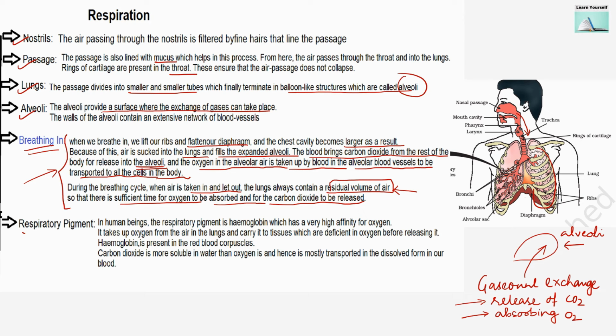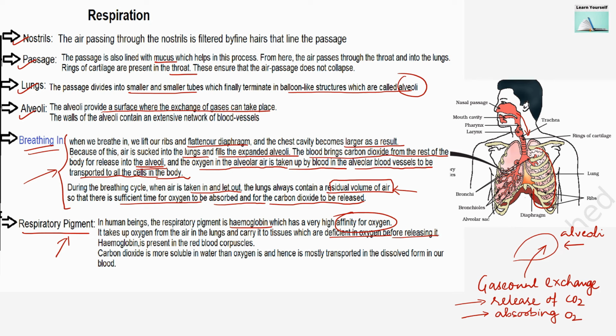Now the pigment which helps in this gaseous exchange is hemoglobin. The respiratory pigment is hemoglobin, which has a very high affinity for oxygen. So once the air comes to the alveoli, this hemoglobin attaches to the oxygen. It takes up the oxygen from the air in the lungs and carries it to the tissues which are deficient in oxygen before releasing it.